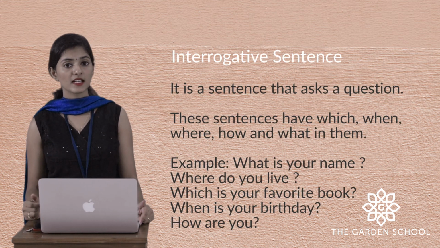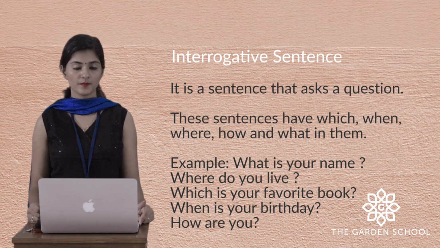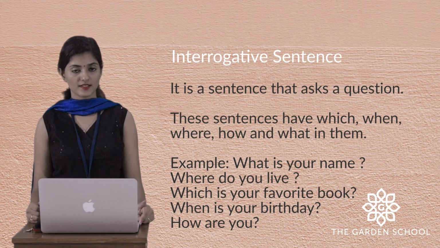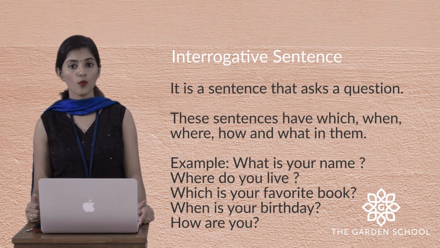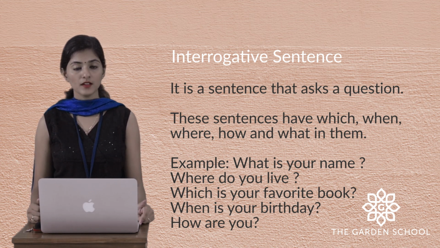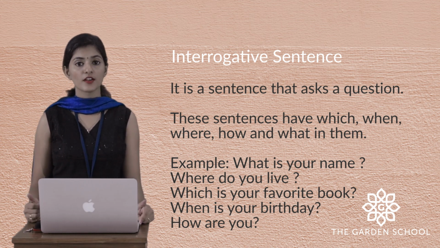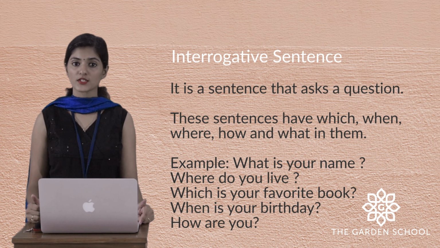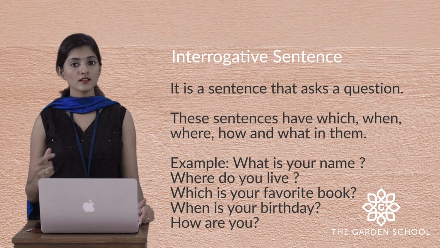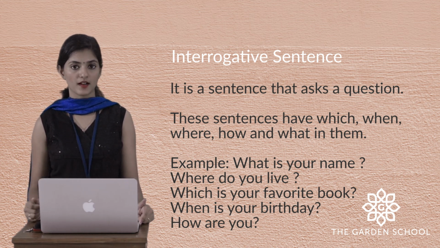This sentence basically asks a question and this sentence should end with a question mark. These sentences usually start with WH questions. That is, what, where, when, how or which. For example, what is your name? Where do you live? Which is your favorite book? When is your birthday? How are you? So, these all sentences start with WH questions and end with a question mark.